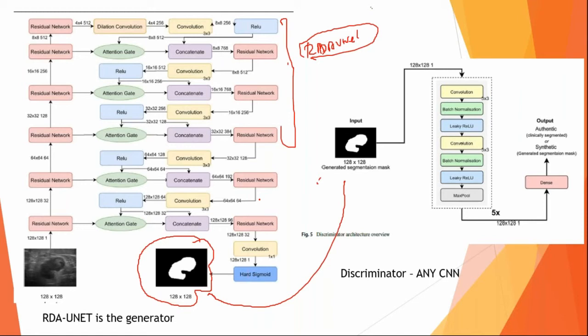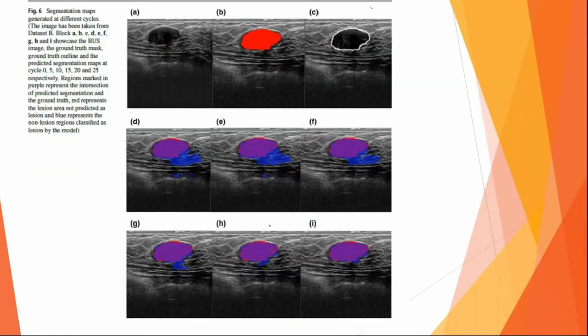That's enough for that. So with this architecture too, we did some segmentation and we compared our results as well. You can see how it works. This is the BUS image, the ground truth given by the doctor, and this is the overlaid one. At each cycle, which means generator and discriminator compete with each other, the blue output comes out from the generator. The purple is the overlap between the ground truth and the one predicted by the generator.